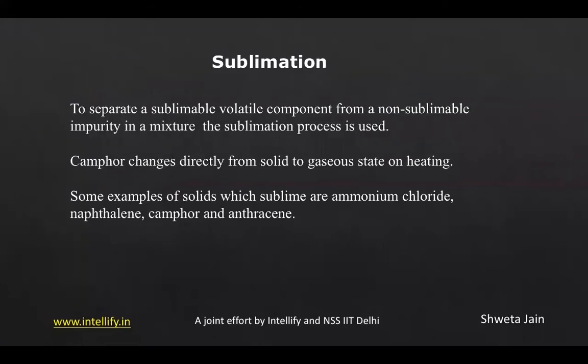Sublimation. Sublimation is used when one component is sublimable, volatile, and the other one is a non-sublimable component. For example, camphor changes directly from solid to gaseous state on heating, means it is a sublimable component. Some other examples of solids which sublime are ammonium chloride, naphthalene and anthracene.